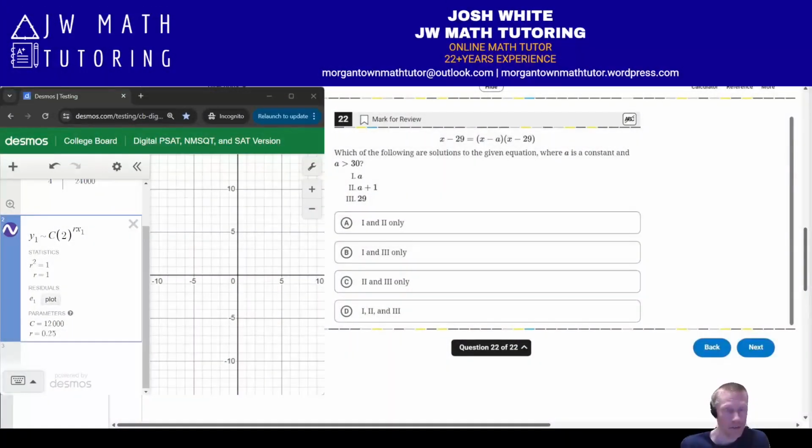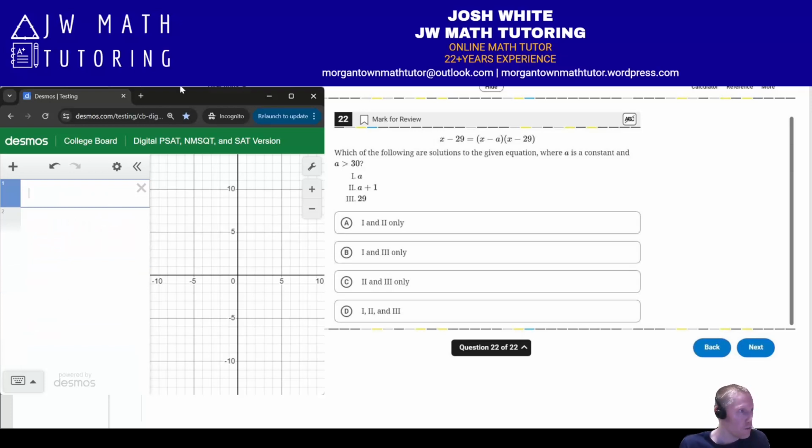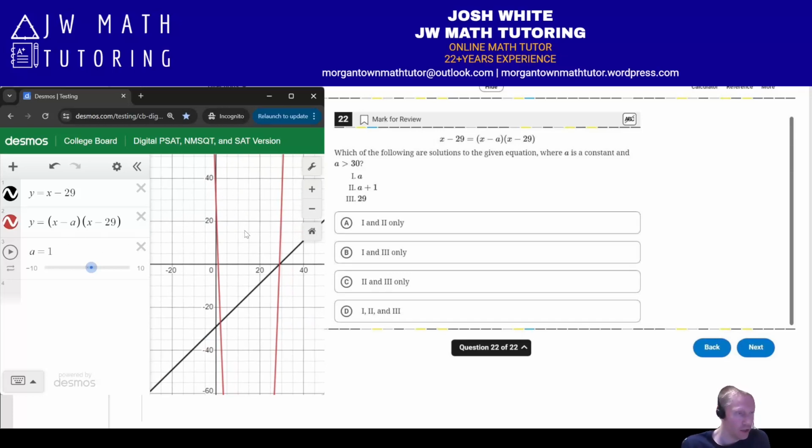Now, next one is from the same test, Bluebook Practice Test 3, Module 1, question number 22. So on this question, which is a fairly difficult one, we again can do the entire problem in Desmos. So what I'm going to do is graph y equals the left side of the equation and then y equals the right side of the equation. Okay, so where these two graphs intersect, let me zoom out here so you get a better picture, are going to be the solutions to this equation.